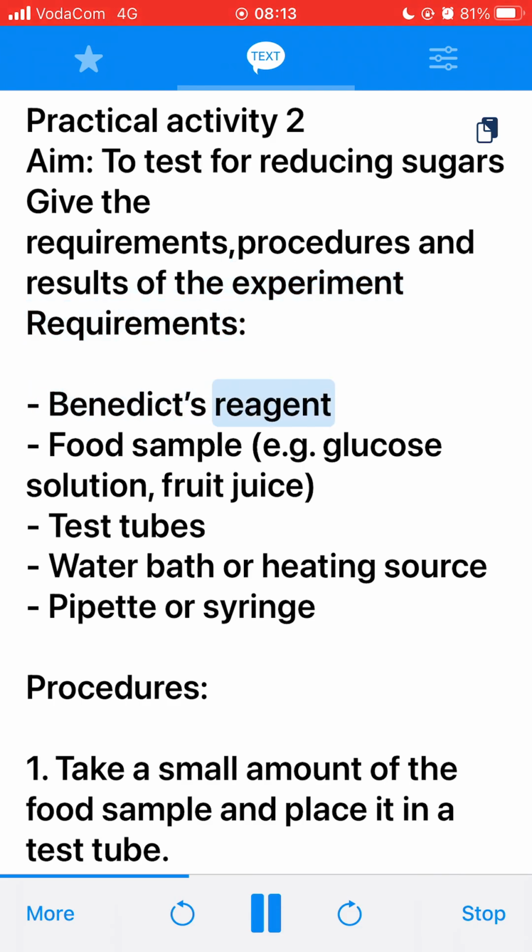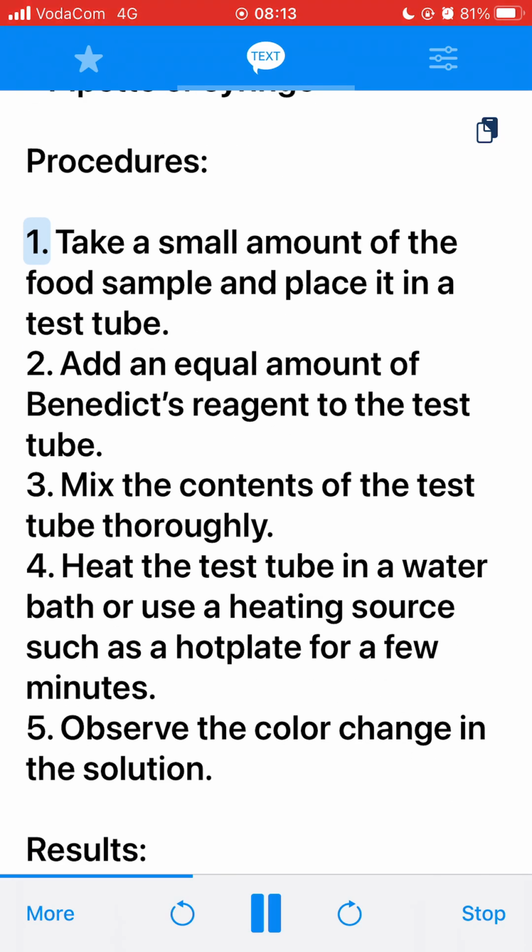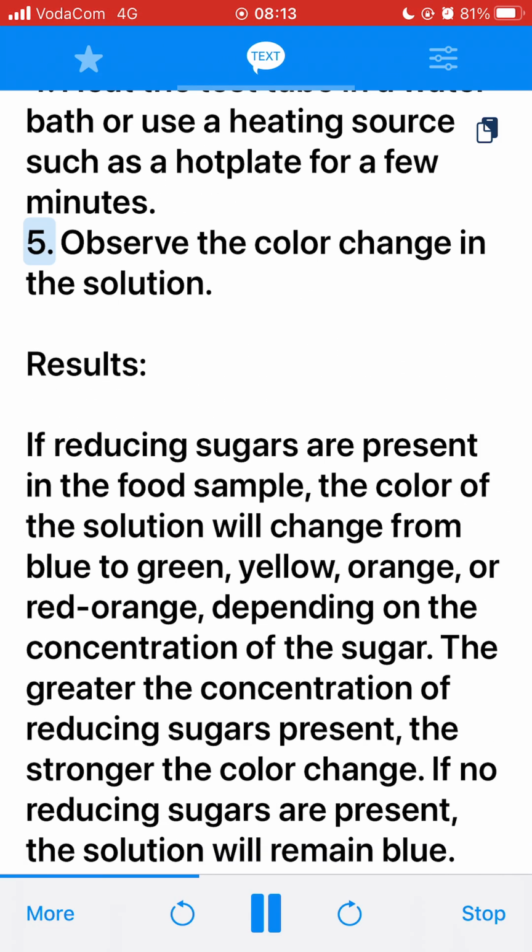Requirements: Benedict's reagent, food sample e.g., glucose solution, fruit juice, test tubes, water bath or heating source, pipette or syringe. Procedures: 1. Take a small amount of the food sample and place it in a test tube. 2. Add an equal amount of Benedict's reagent to the test tube. 3. Mix the contents of the test tube thoroughly. 4. Heat the test tube in a water bath or use a heating source such as a hot plate for a few minutes. 5. Observe the color change in the solution.